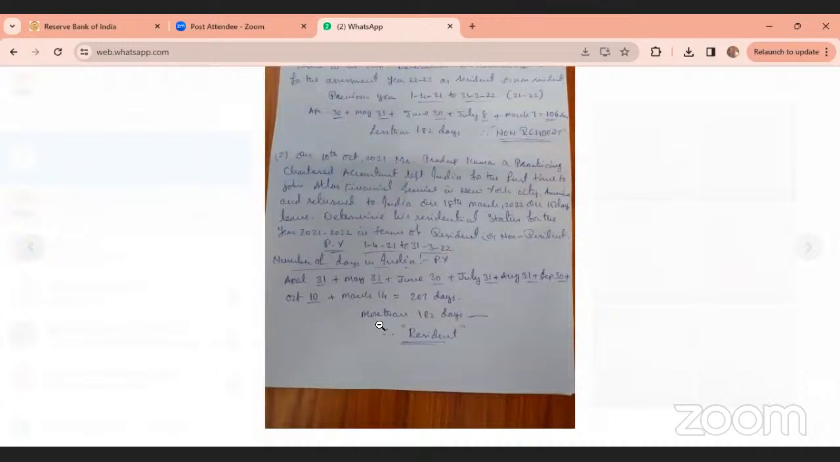So first, what is the previous year? Have to write. Previous year is 1st April 2021 to 31st March 2022. So in the previous year, how many days did he stay in India? 82 days. How to find out now? He was in India on 18th March 2022. Yeah, 10th October 2021. So before 10th October 2021 means 1st April to October, you have to write.